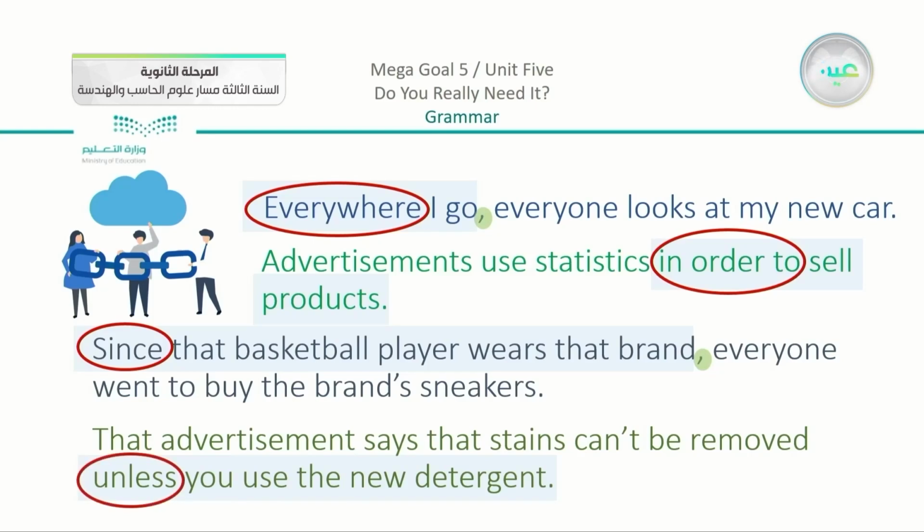So what do these words do? The ones with the red circle, they link together. They are conjunctions. We have here 4 types. We have everywhere, in order to, since, and unless.